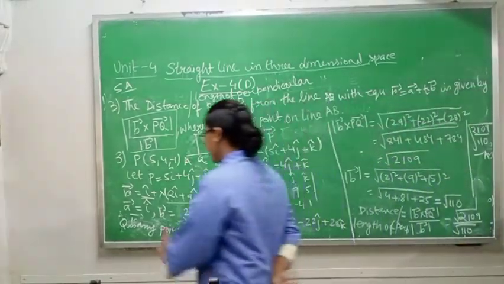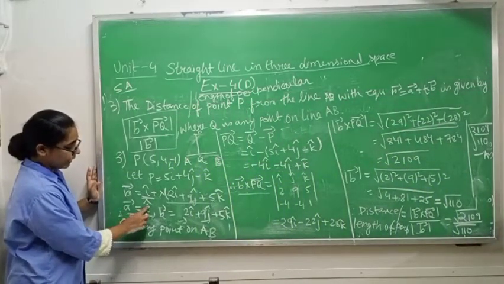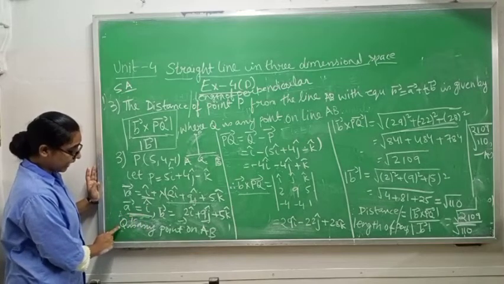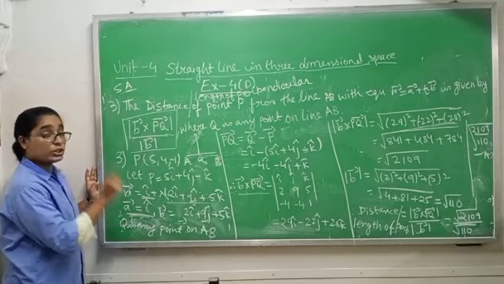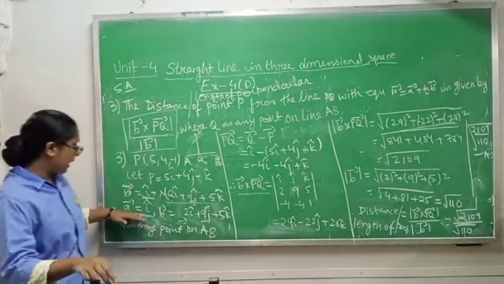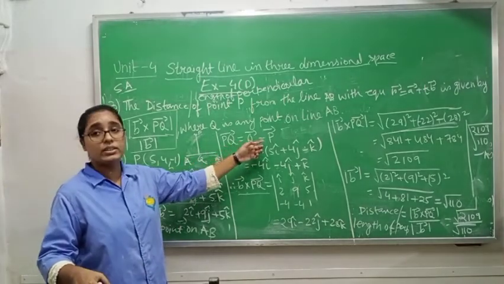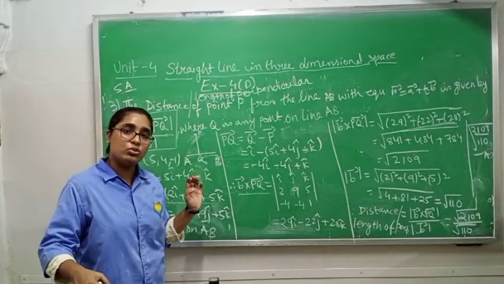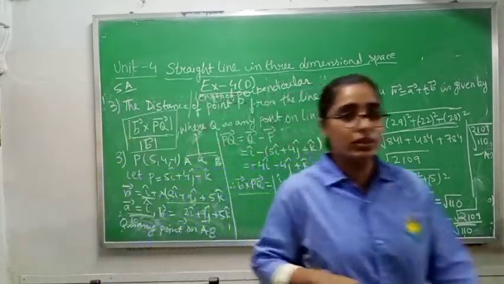Okay, at this point you may get confused why I am taking a vector i cap. This one you have understood, but why I am taking Q as i cap: because Q is any point on AB. If Q is any point on AB, it means A is nothing but Q. So you will write PQ vector equals Q vector minus P vector. Understood this one? That is why we are writing. Okay, complete this one.